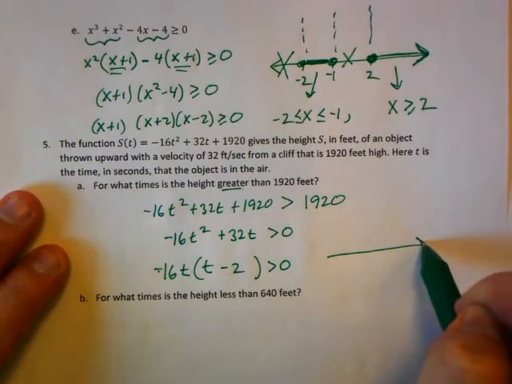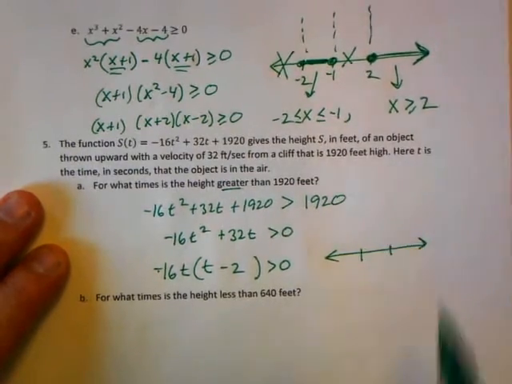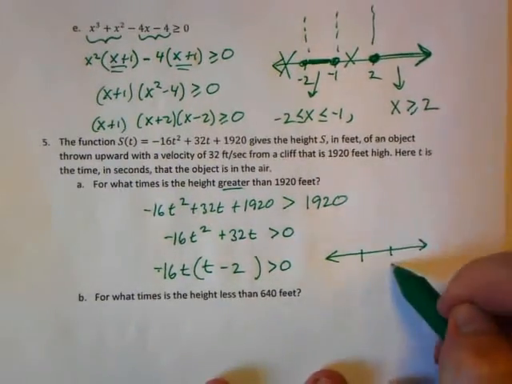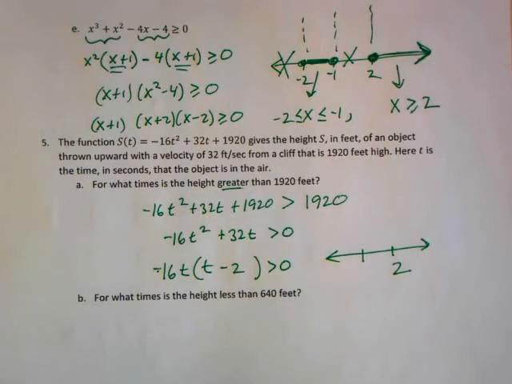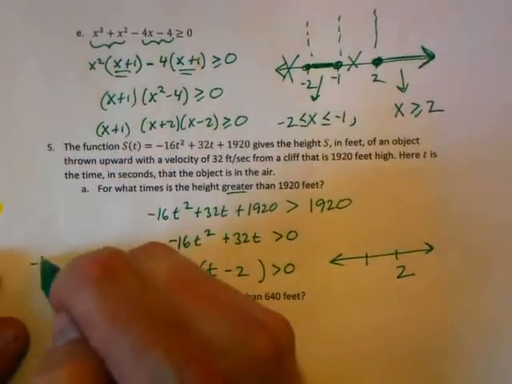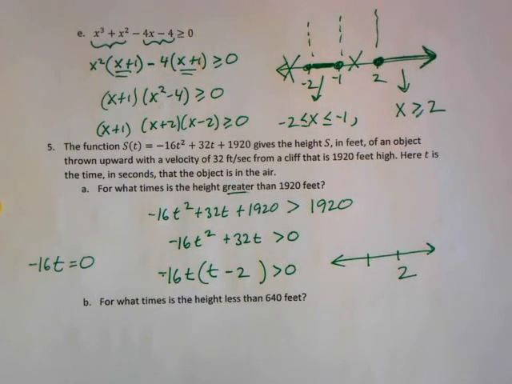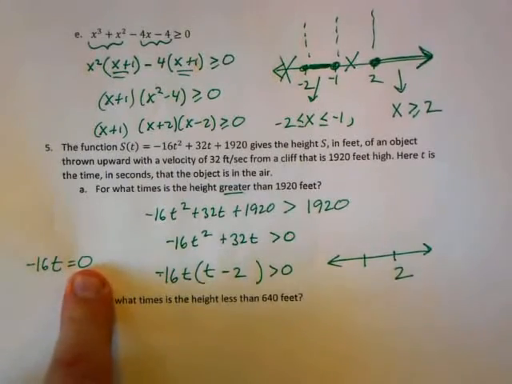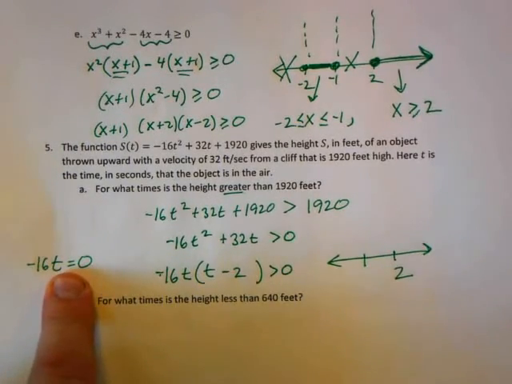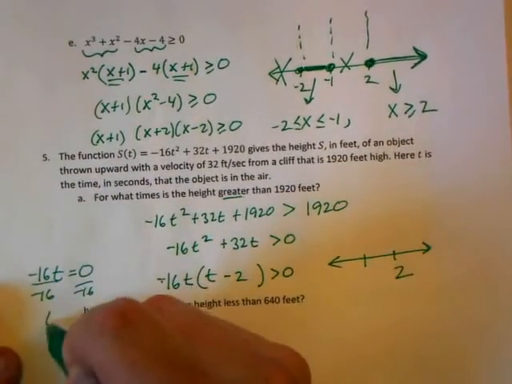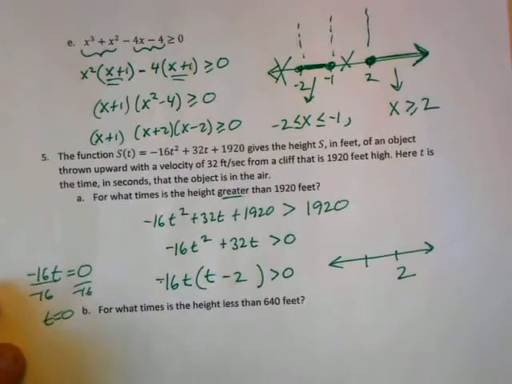All right, I draw my number line. What numbers do I mark on my number line? Not negative 2. Positive 2. And there's another one. If I take negative 16t equals 0, what number would I plug in for t? Negative 16 times positive 16 doesn't give me 0. 0 gives me 0. I divide both sides by negative 16. So t would be 0 right there.